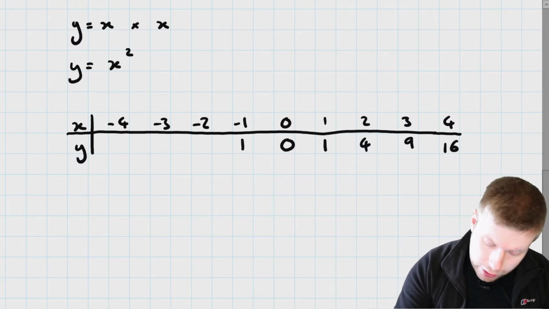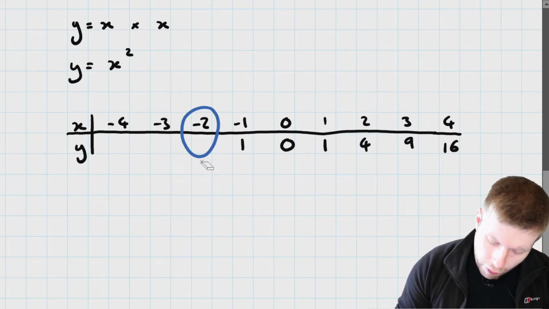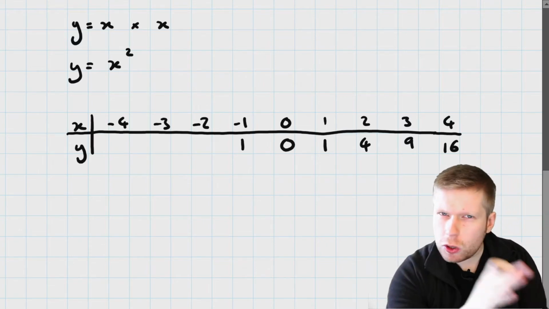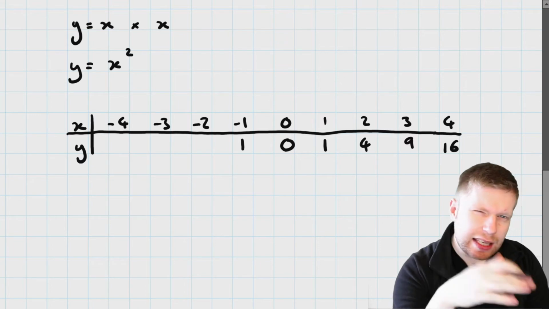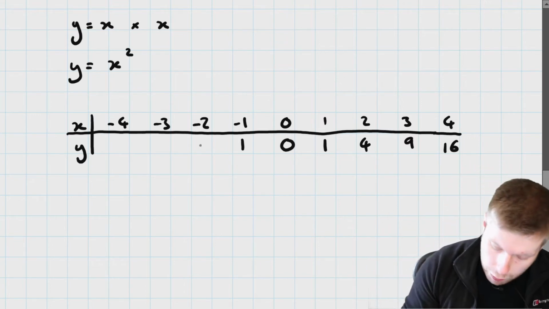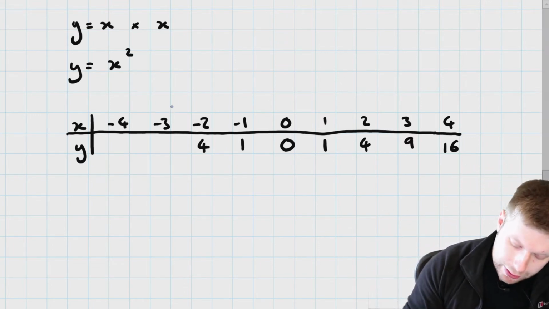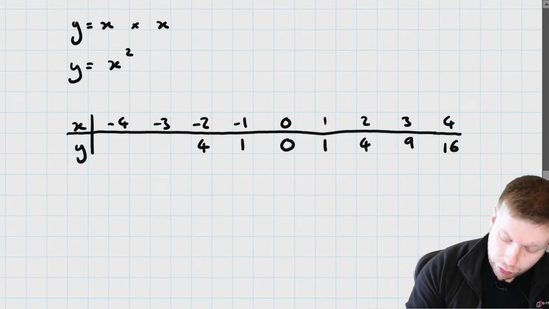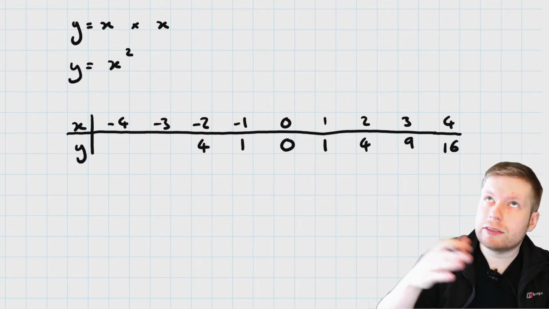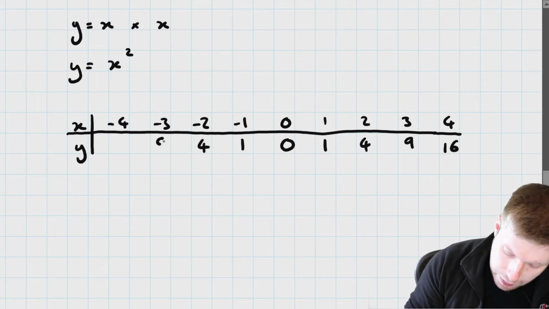All right, let's have a look at the next one. Let's have a look at -2. All right, so -2 times -2. Well, I know 2 times 2 is 4, and then I just think negative times negative, that makes a positive. So it must be positive 4. And let's keep going. So -3 now. Well, -3 times -3, 3 times 3 is 9. Negative times negative, that makes a positive. So that must be positive 9.